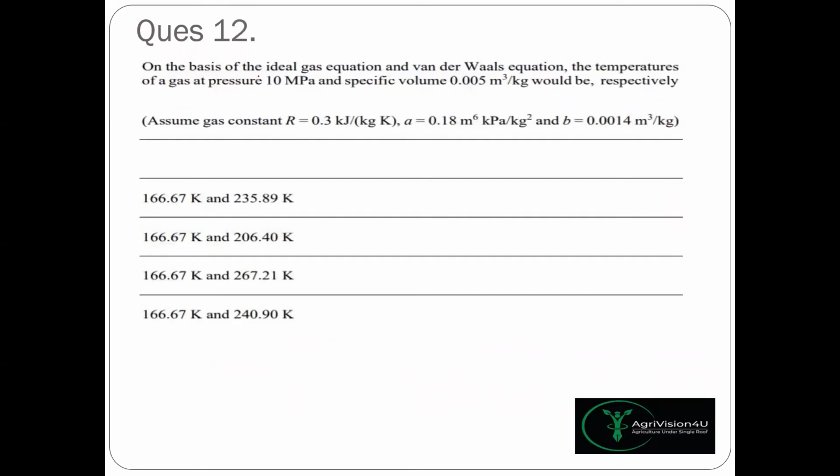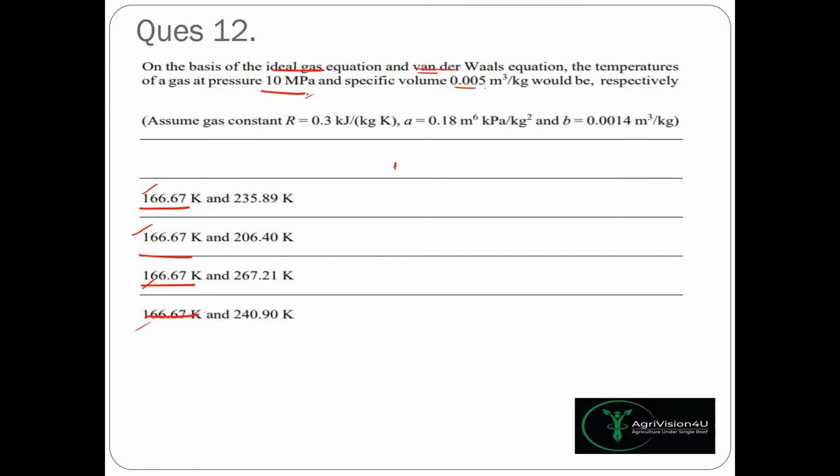Moving ahead, we have: on the basis of the ideal gas equation and van der Waals equation, the temperature of the gas at 10 megapascal and specific volume would be respectively. Okay, we have to find out what temperature comes from the ideal gas equation and what temperature comes from the van der Waals equation, when we are given this pressure and volume. Now, as you can see in all the options given, the first expression is the same. That means the temperature found by the ideal gas equation will be the same, so there is no need to find it out. So we'll directly switch to the van der Waals equation.